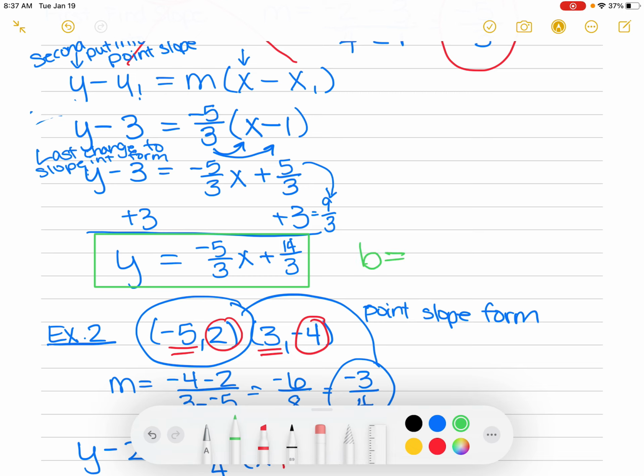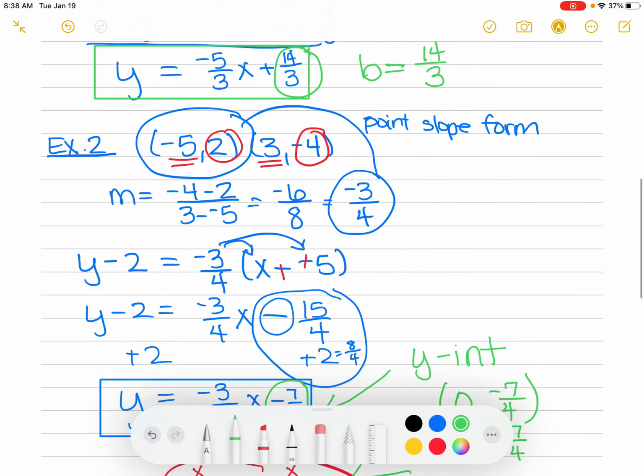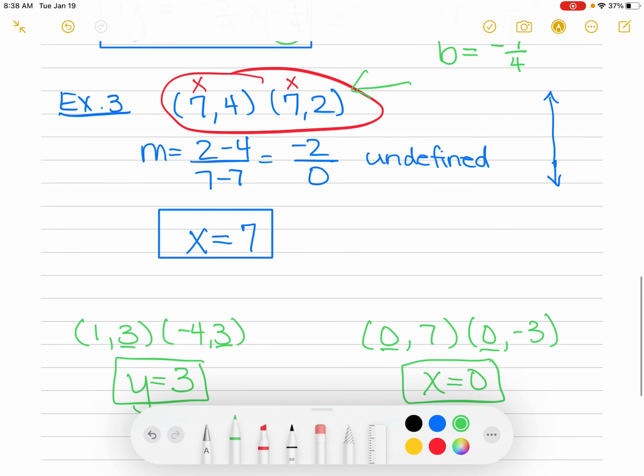So for example 1, the y-intercept would be 14/3. Remember, it's just this last one. And what would be the y-intercept of this one? There is no y-intercept. If I had a graph here, and x equals 7, 1, 2, 3, 4, 5, 6, 7, then my graph would be a vertical line at 7. See how it doesn't ever cross the y-axis. So this one has no y-intercept.